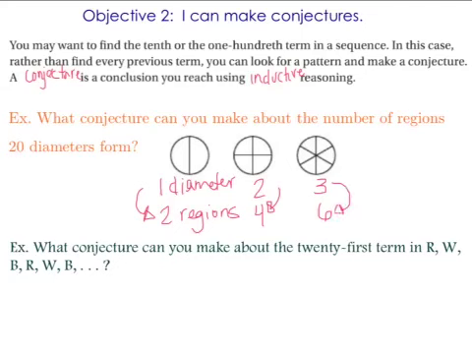Again, when you're looking for patterns, it's usually some kind of numerical operation: addition, subtraction, multiplication, division, and it also could be a combination. You should hopefully realize that each time we are multiplying by 2. 2 times 2 is 4, 3 times 2 is 6. So the conjecture that we can make is that 20 diameters will form 40 regions.